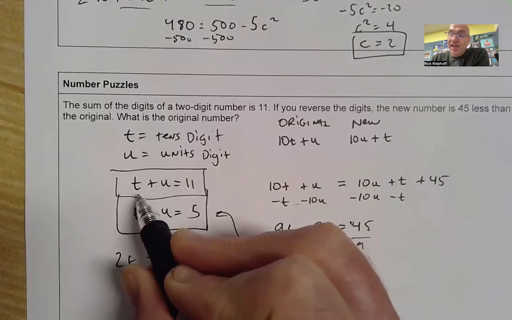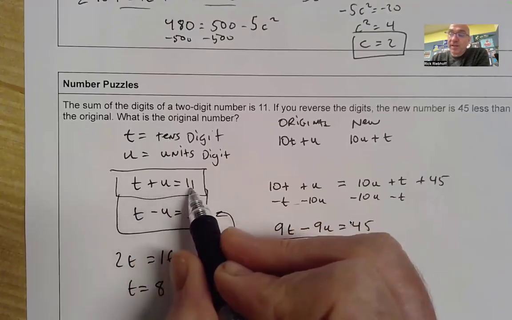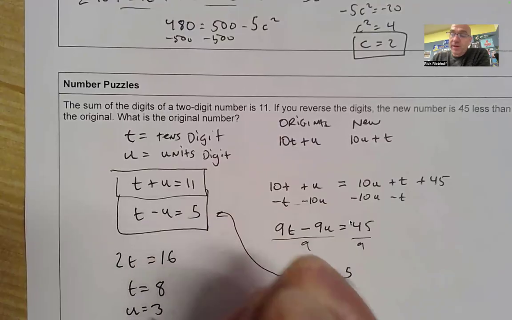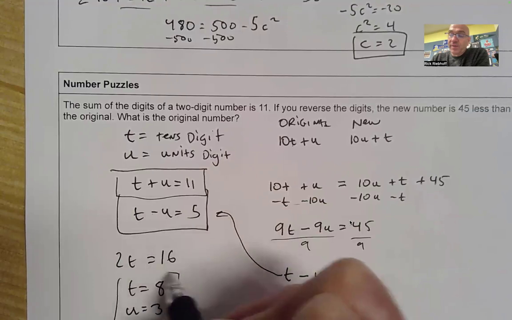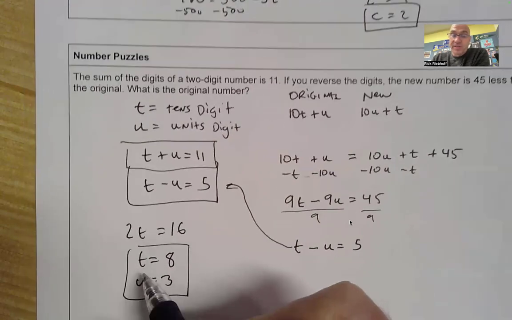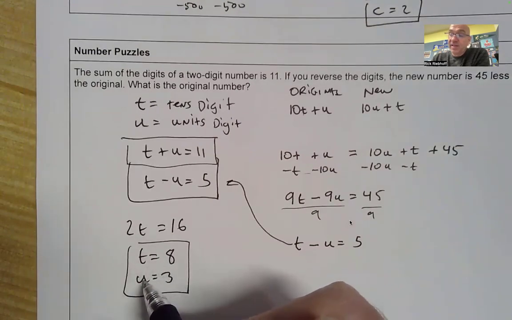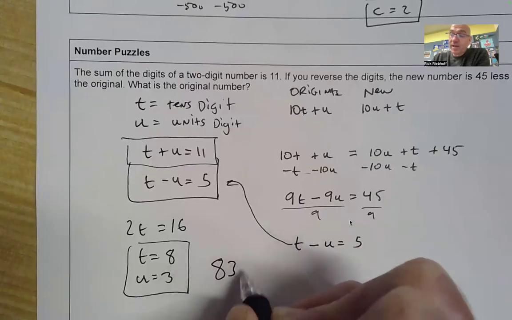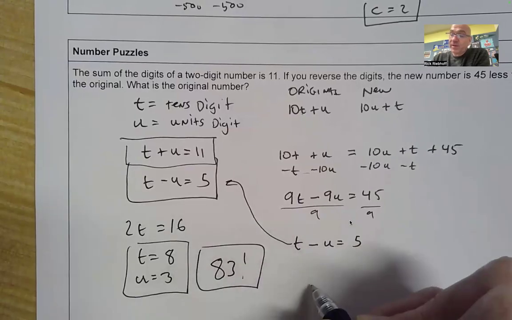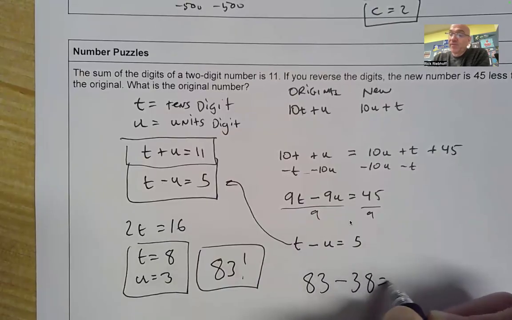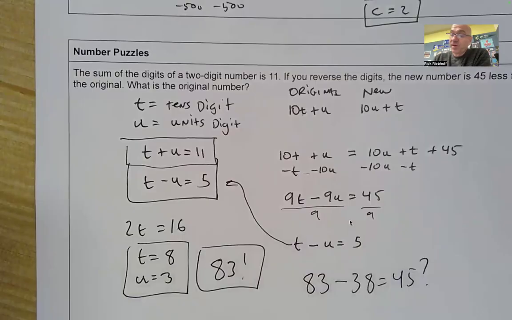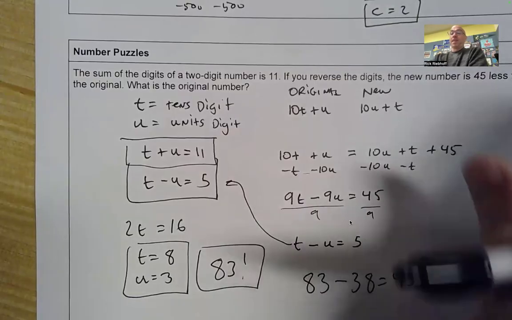All right, and if t is 8, 8 plus what number is 11? U has to be 3. 8 minus 3 is 5. It works for that one. There we go. So what must be the number? If tens digit is 8 and the units digit is 3, 83. Right? And then we can do a quick check. 83 minus 38, is that 45? Yes, it is.